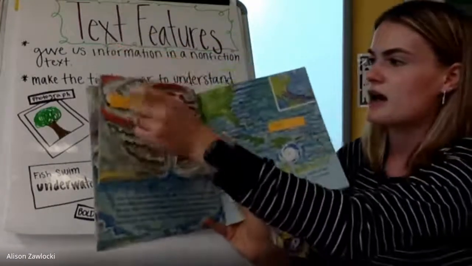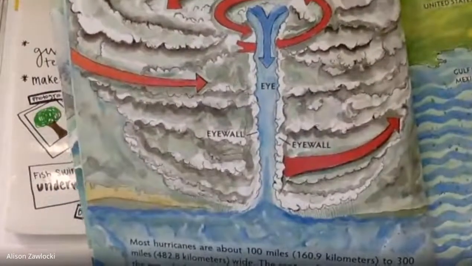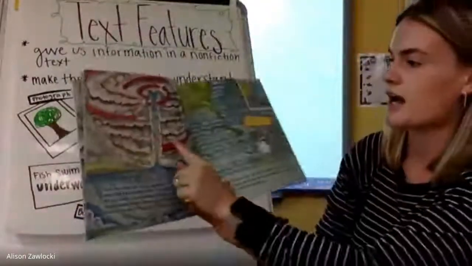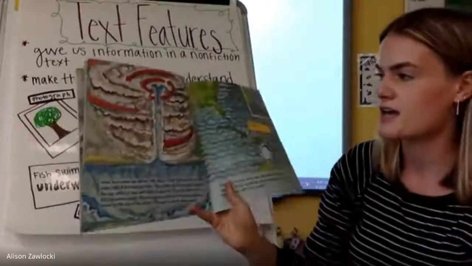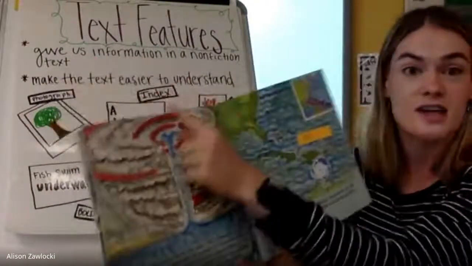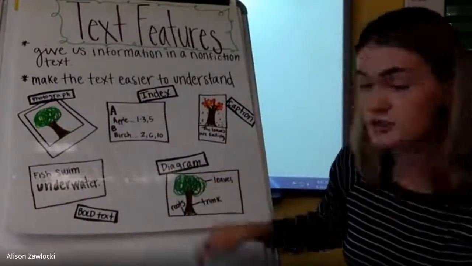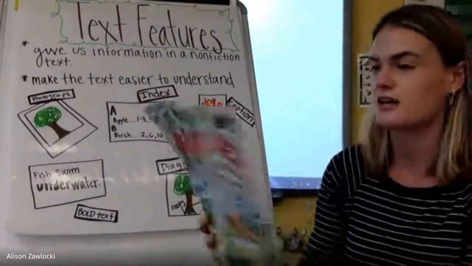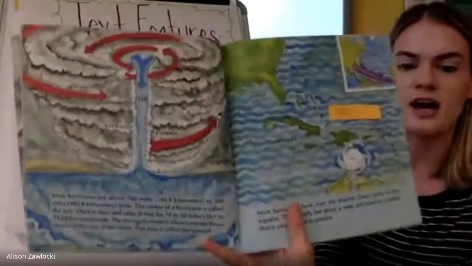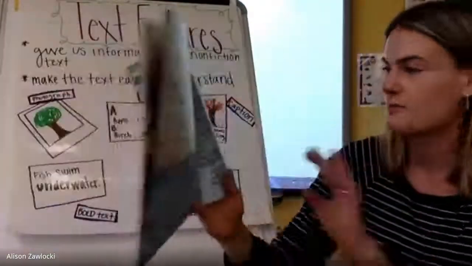So notice here that I have some labels, some things that are showing us where things are. So I see eye wall and I see eye here. And it is on a diagram. So just like we had mentioned earlier, diagrams contain multiple labels showing how something works or what it looks like. And we see a picture here that helps us understand that better.